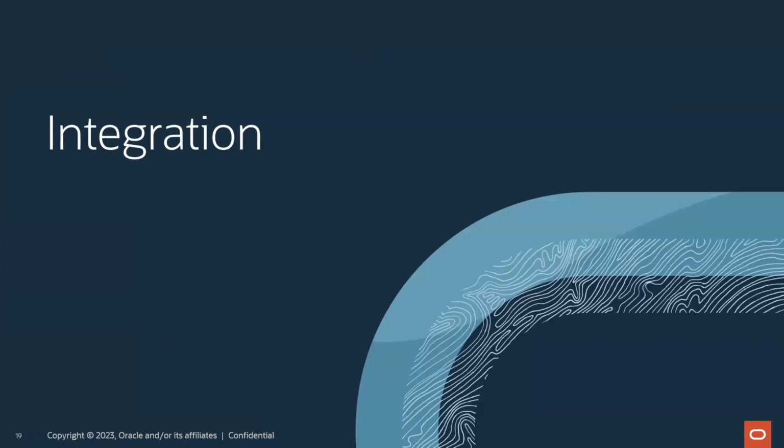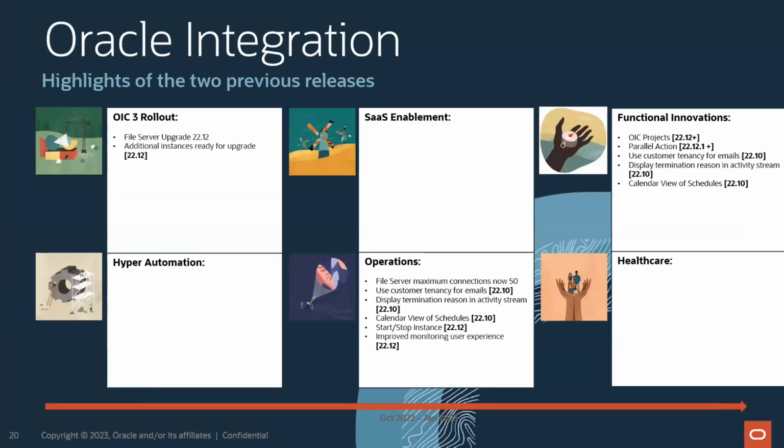So let's look at integration first of all. And of course, the first thing that we look at is the previous two releases, 2210 and 2212. We can see here we're just building up content in these boxes because we've started with this new format very recently. But for example, in functional innovations, the first release of projects was in 2212. The first release of parallel actions was in 2212.1, using customer tenancy for emails, etc. A calendar view of schedules, which again was driven by one of our large EMEA customers.